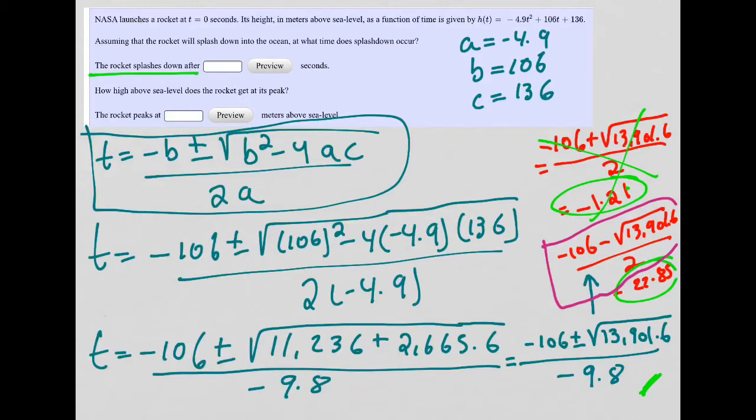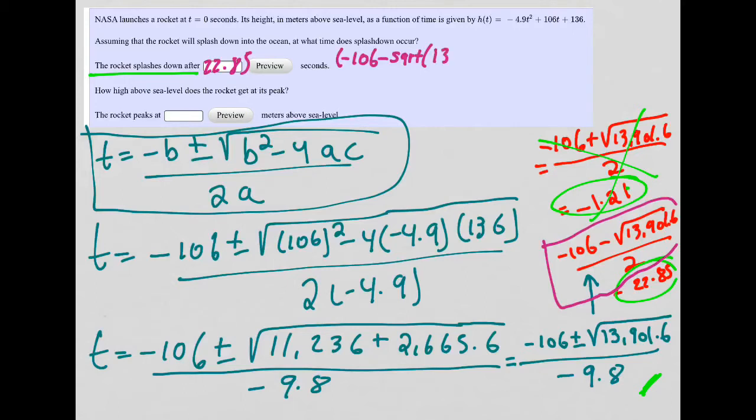You can try the decimal, but it might not take it. If it doesn't take the decimal of 22.85, you can write it as parentheses negative 106 minus the square root of 13,901.6 close parentheses divided by 2. You can write it like that if you want.